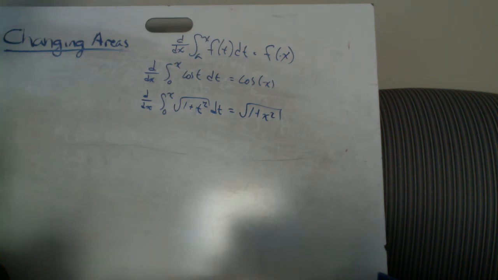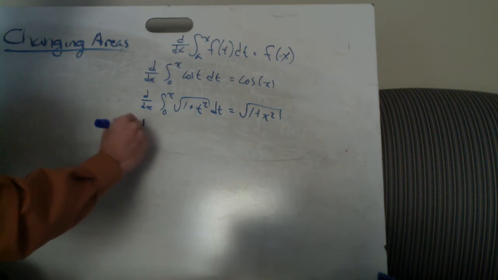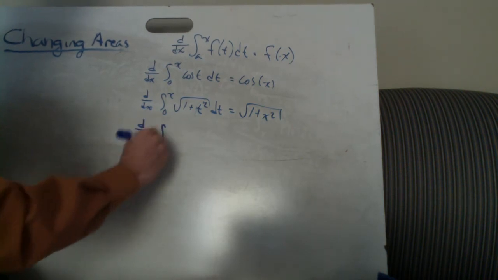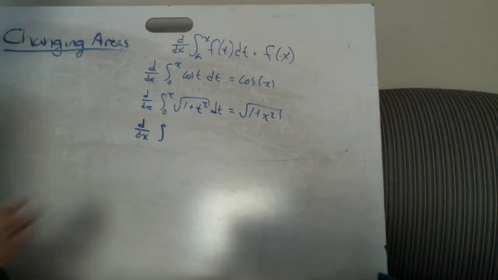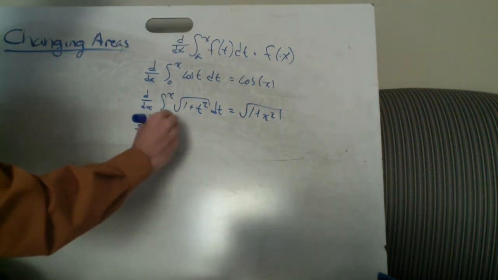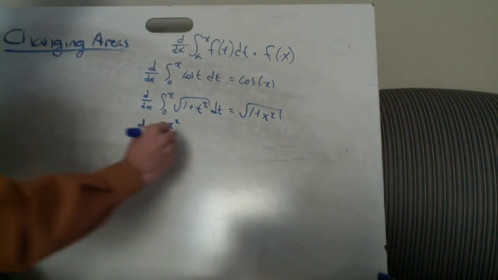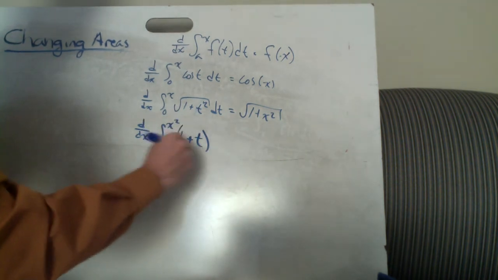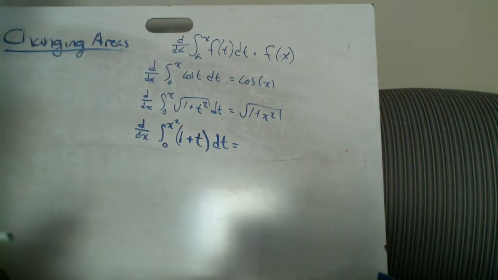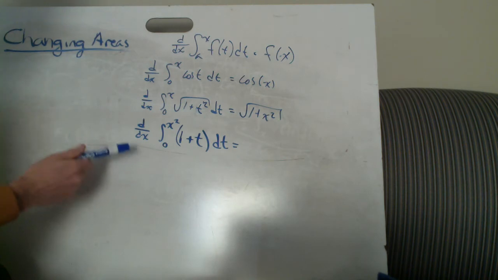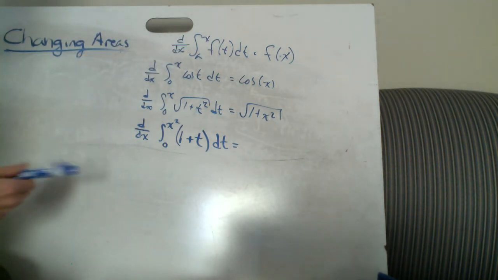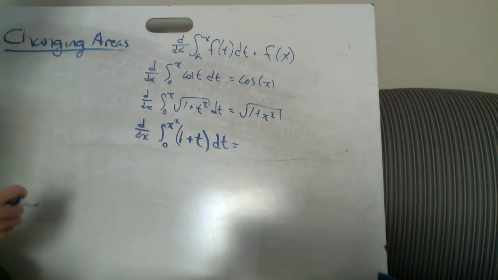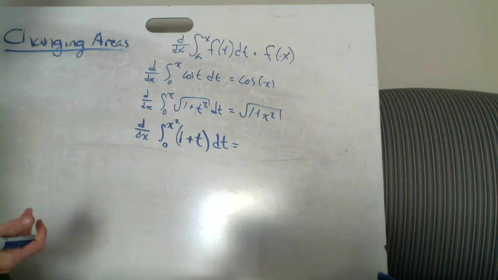The next example is going to be a little bit trickier, but it'll still work out just the same. Let's say we had the derivative, but instead of going from 0 to x, we went from 0 all the way up to x squared, 1 plus t dt. Rather than this being a function of x, as these ones were, this is now a function of x squared. That means we have some inside function here. Our inside function is x squared.